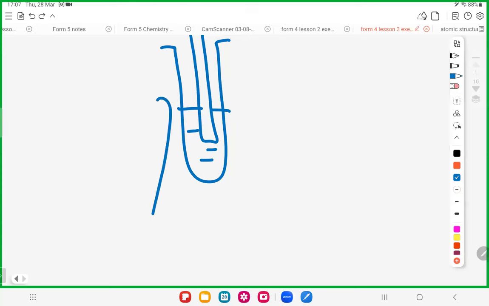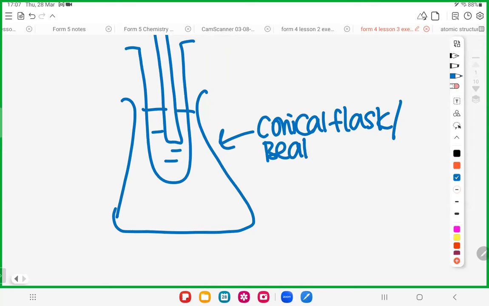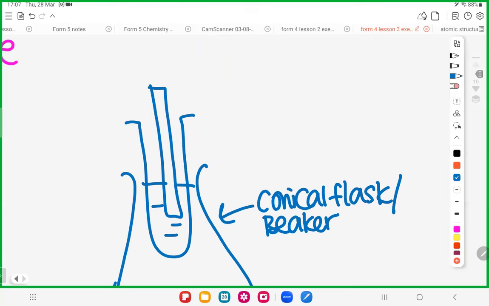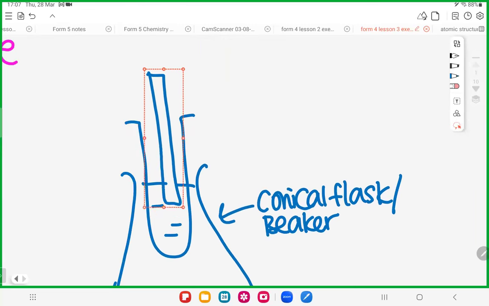The first thing, put it in a conical flask, or you can put it in a beaker. You can put it in a conical flask. You also can put it in a beaker. Number two, you always need to take the thermometer and stir the whole thing.